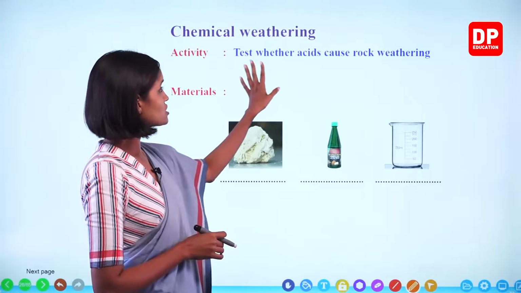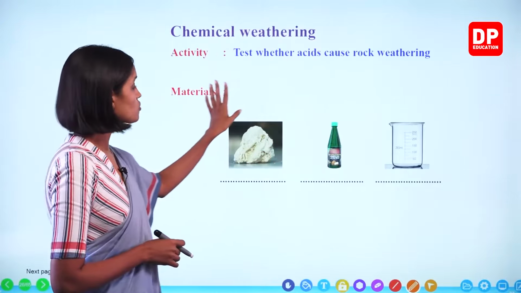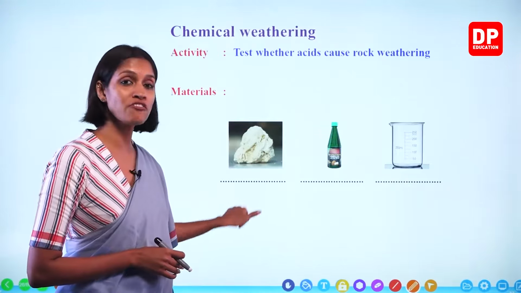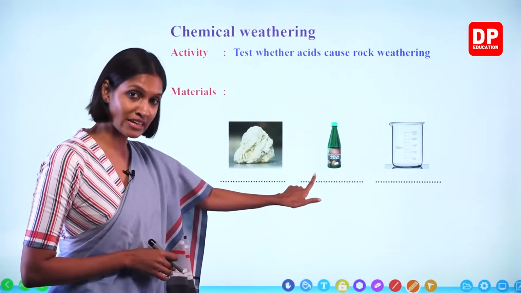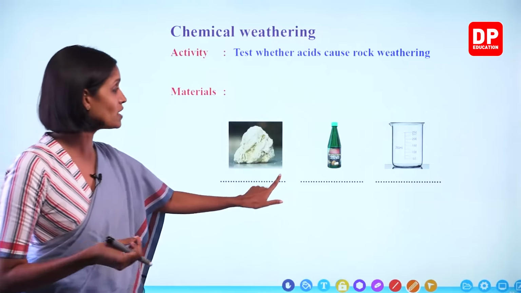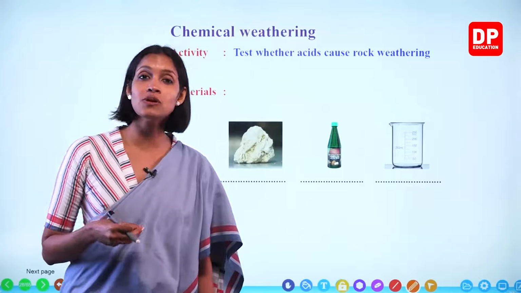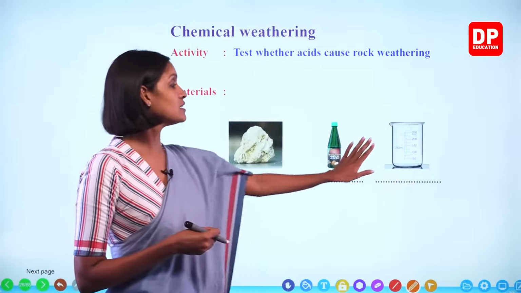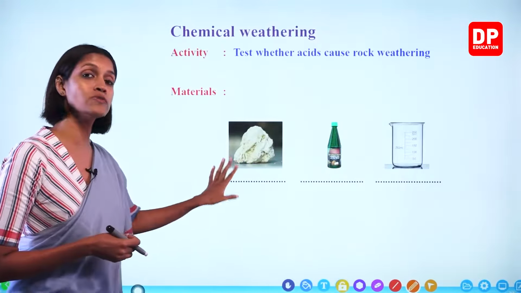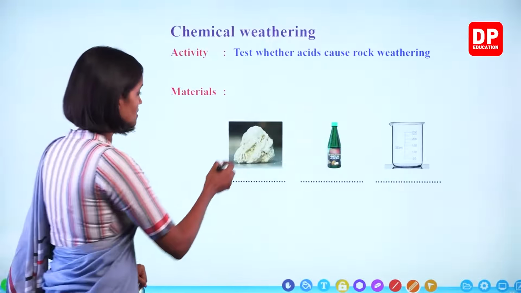Test whether acids cause rock weathering. Okay, so to do this activity, we need a piece of limestone. We need some vinegar. Vinegar contains acids. Okay, vinegar contains an acid called acetic acid. And we need a glass container. We are going to use a test tube in the lab. Okay, let's write.